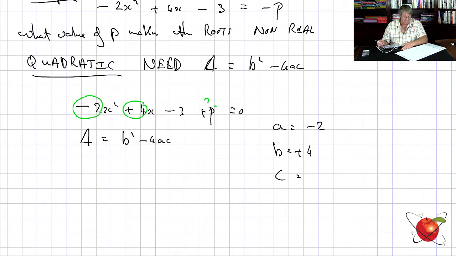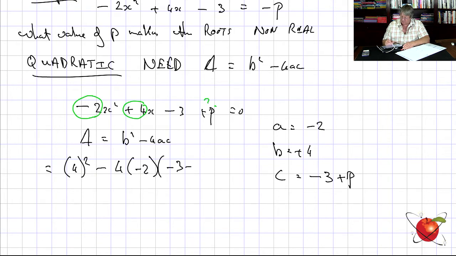Minus 3 plus p, isn't it? So the constant c is minus 3 plus p, because we don't know what p is, but it is a number. It's going to change the value of the constant. So therefore, I say b squared is going to be 4 squared minus 4 times a, which is minus 2, times minus 3 plus p. And let's work that out. We work it out and we get 16.